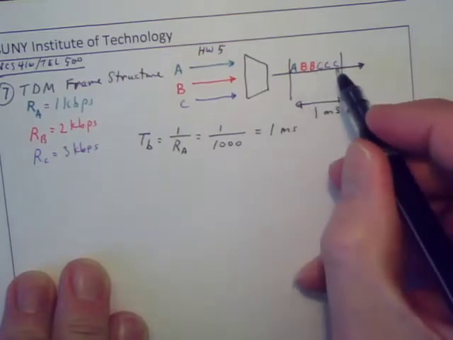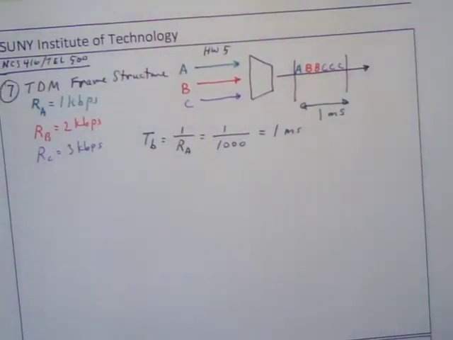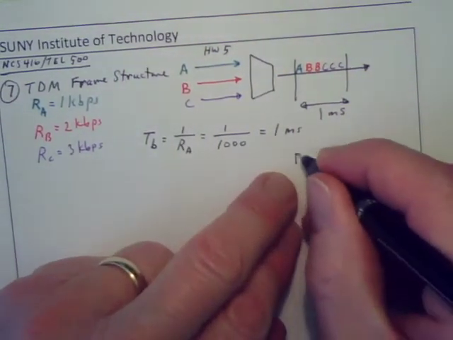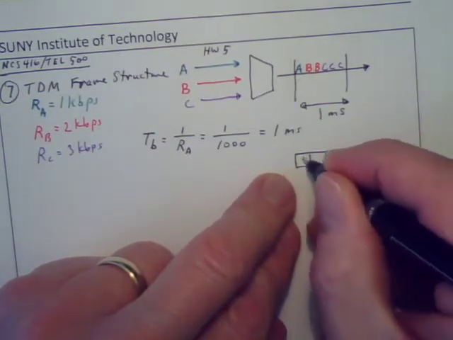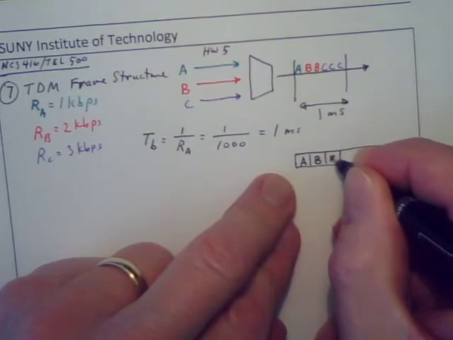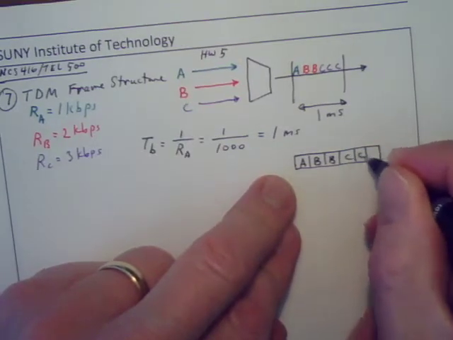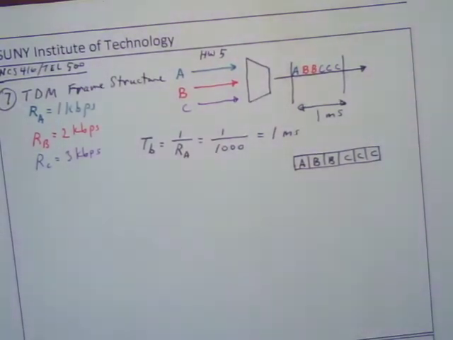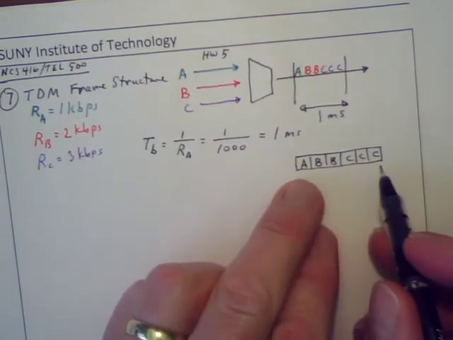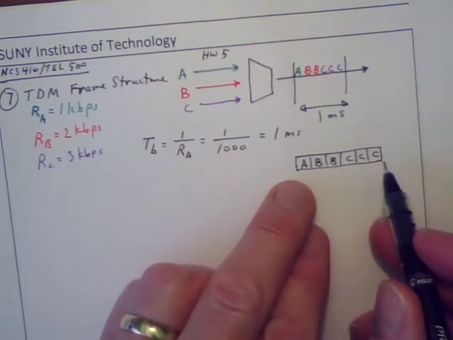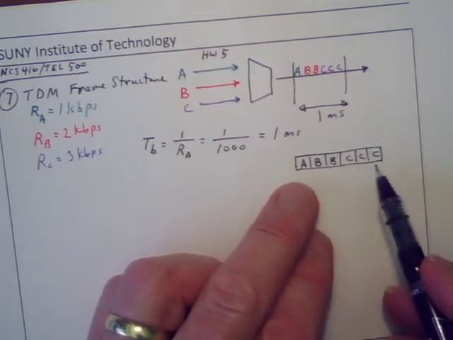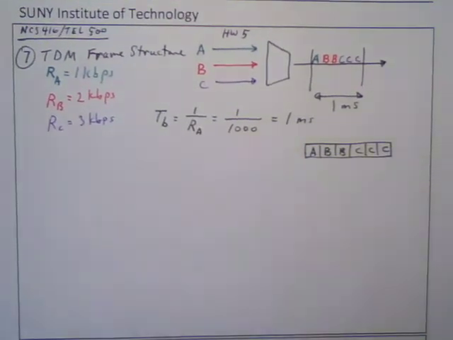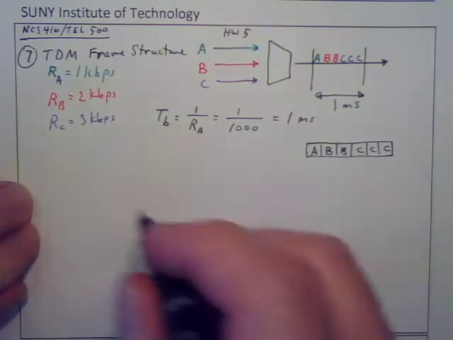These are bits from A, B, and C. A natural frame structure would be something like A, B, B, C, C, C. But this is an idealized frame structure, and in the real world we have to add some overhead, some framing bits or framing bytes to this.